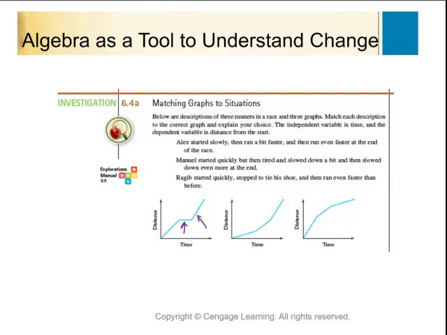The slope of this line is much greater than the slope of this line, and it's still constant. It's still increasing in distance over a period of time, but I'm covering more distance in a shorter amount of time. So this means I'm going faster here than I was here. And if we were to say that this was our distance from home, I would say that I am far away from home on this one.